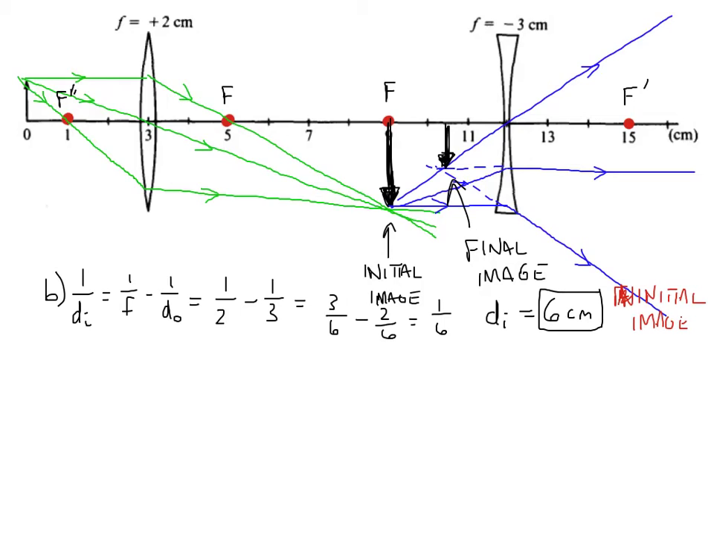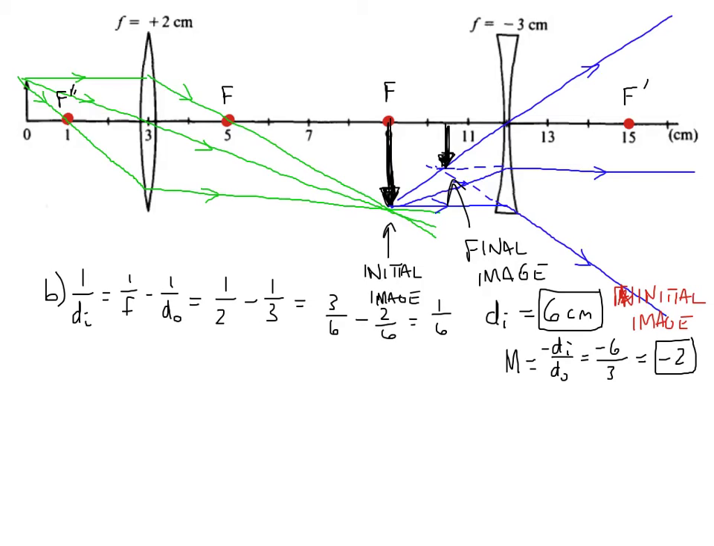And let's go ahead and get the magnification of that image. The magnification is equal to the negative di over do, which is negative 6 over 3. So the magnification is negative 2. That means that first image is inverted, and it should be twice as large as the original object, which if you look at it, looks like it pretty much is.